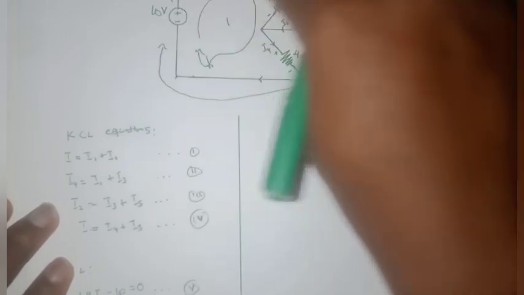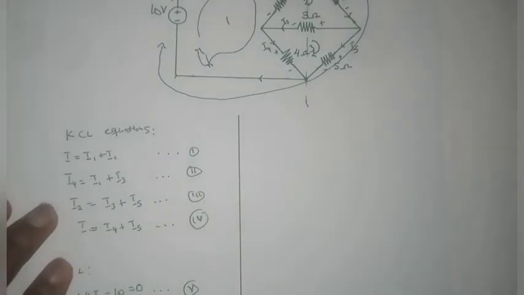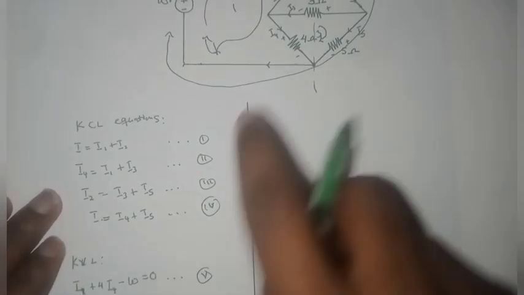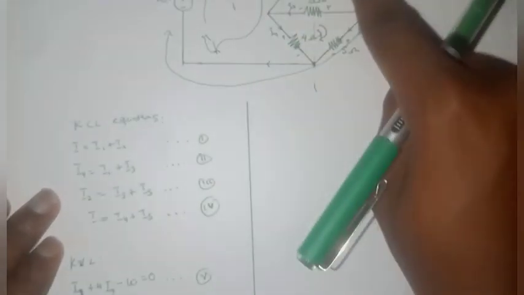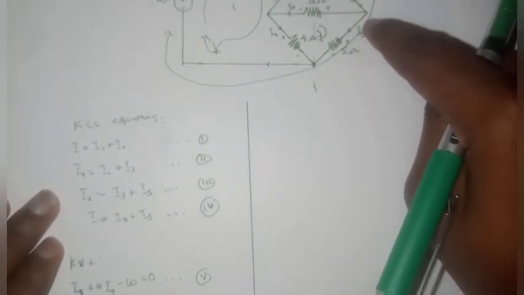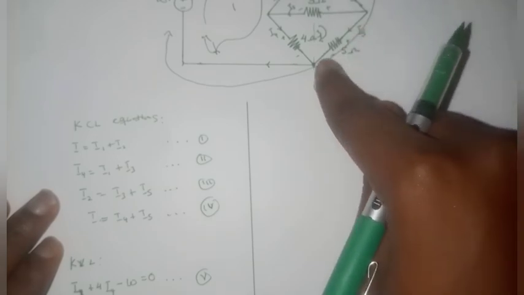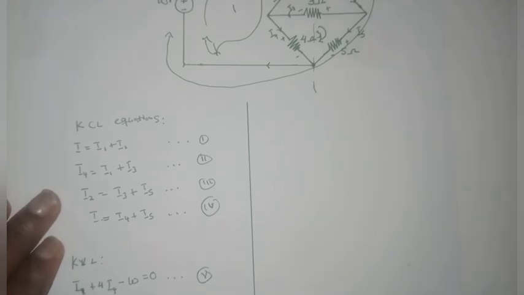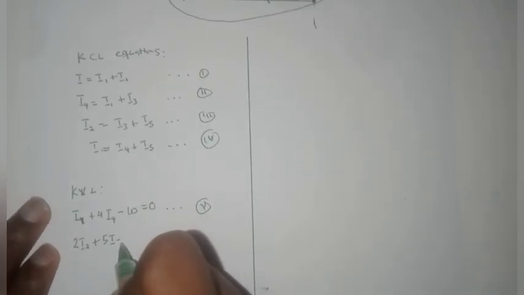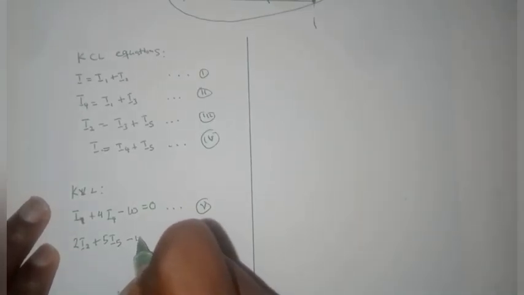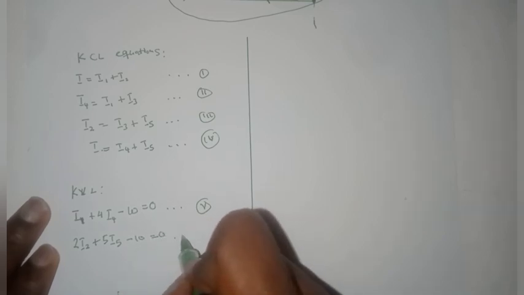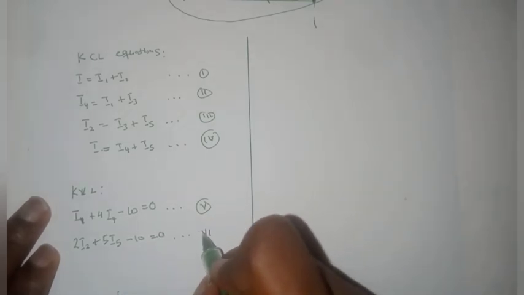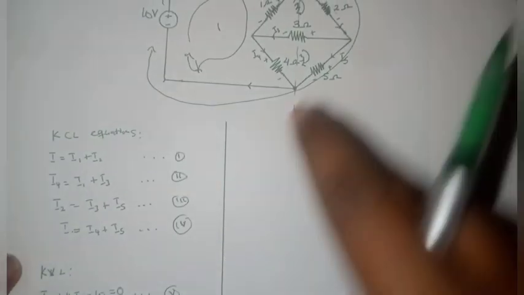Then we come here and write another KVL equation there. So that would be 2I2 plus 5I5 minus 10 equals 0. So 2I2 plus 5I5 minus 10 equals 0. Let's call that the sixth equation.